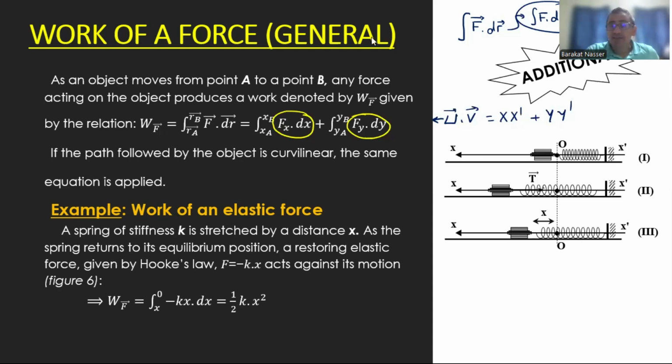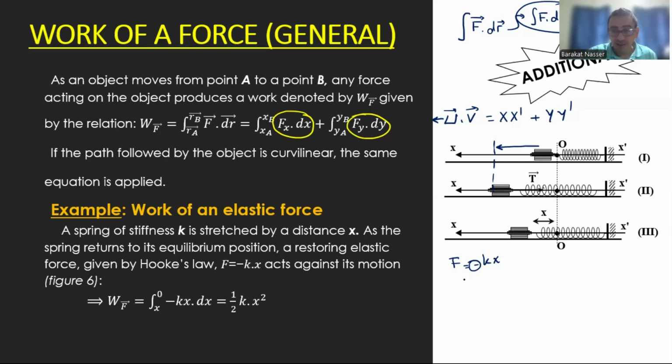As an example, let's check this. The work done by the elastic force. A body moves from O to a point at distance x from the origin or equilibrium position. Tension, or the elastic force, acts on the body against its motion. Tension, or the elastic force, is given by minus kx. Minus because tension or elastic force acts always against motion. The body is moving to the left, tension is going to be pulling to the right.